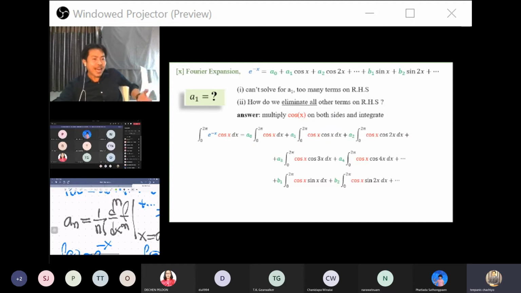Why do we integrate? Because we have this identity of the cosine function and sine function. We call that orthogonal conditions.